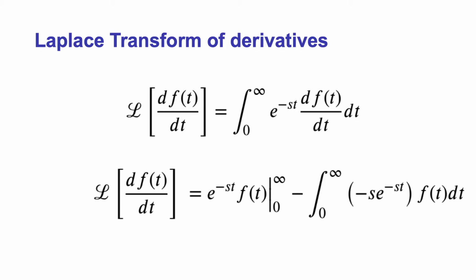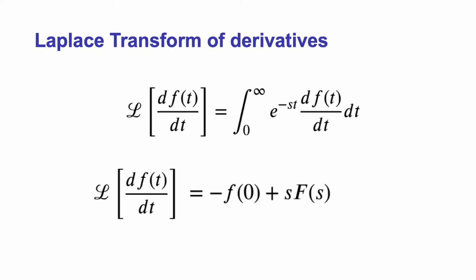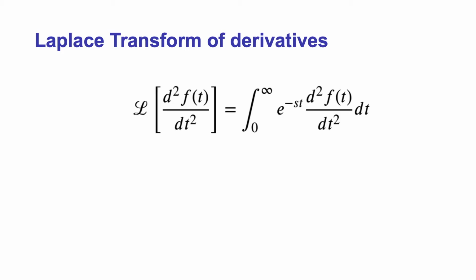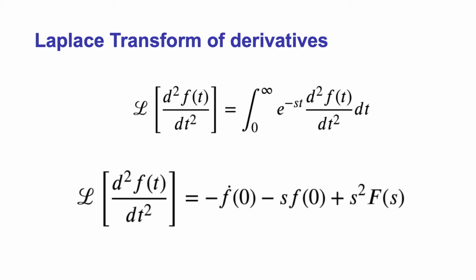This equation can be simplified to obtain this new expression where f parenthesis 0 is the value of the function f evaluated at time t equal to 0 and capital F parenthesis s is the Laplace transform of f. Likewise, using a similar approach, the Laplace transform of the second derivative of f of t can be simplified to obtain this expression, where f dot at 0 is the value of the first derivative of the function f evaluated at time t equal to 0.